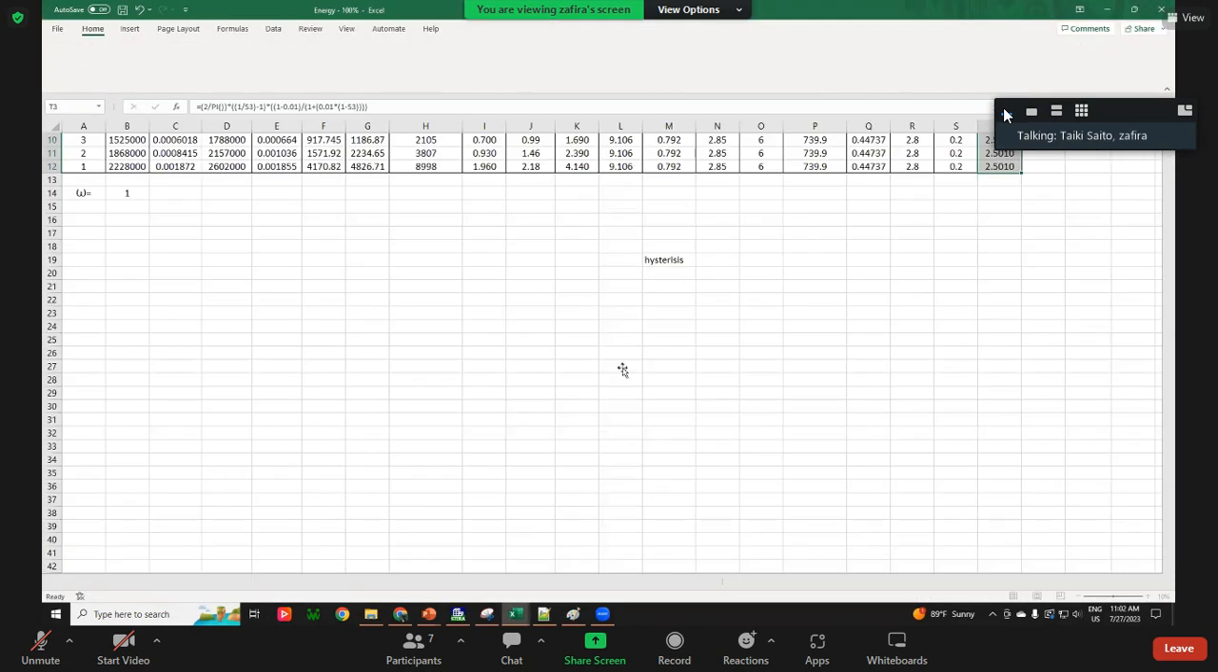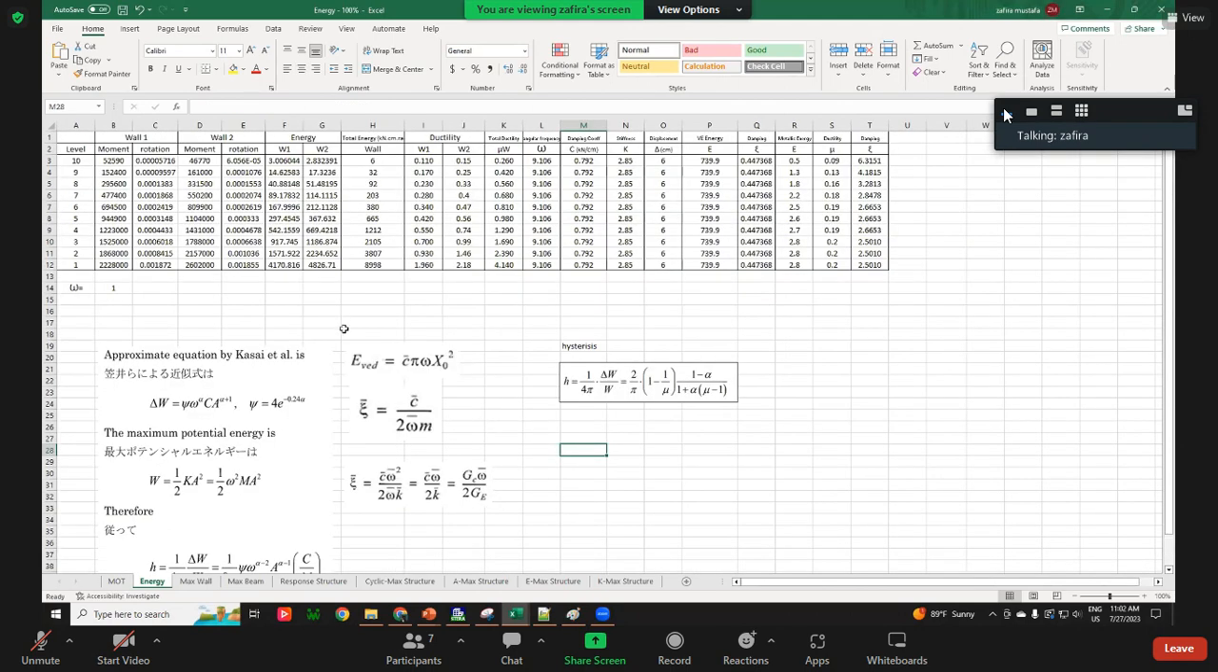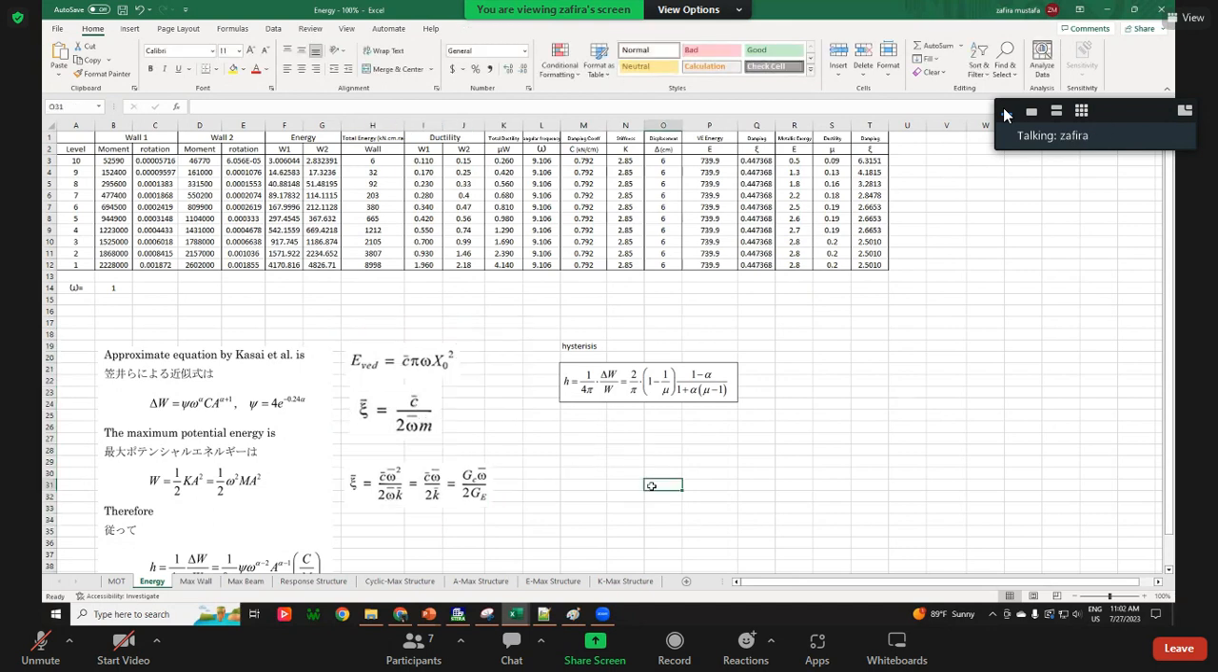So, yeah, in the paper we have this formula for the viscoelastic, based on energy and damping. So yes, this is a formula. So we can apply the formula.